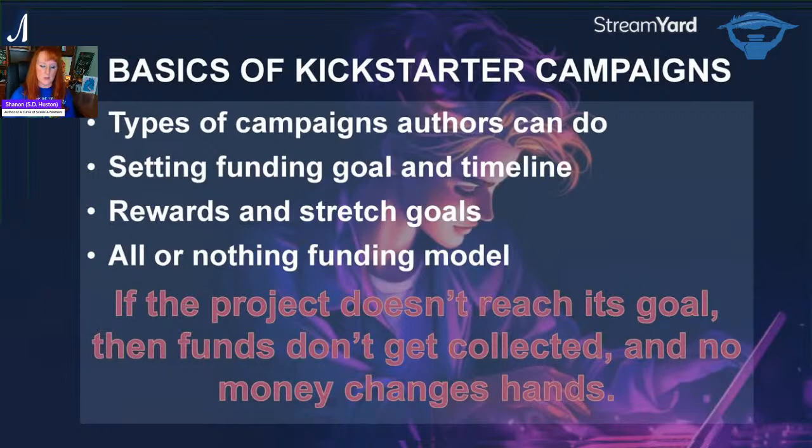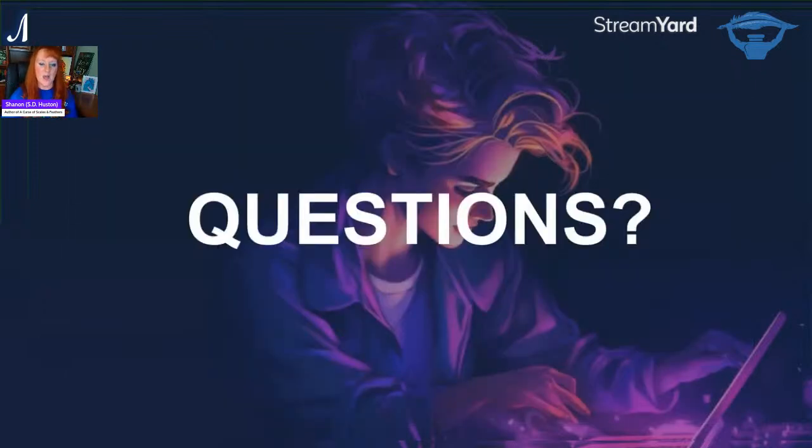So if you put your goal at $500 and at the end of the timeline that you chose, whether that's 14 days or 30 days or the full 60 days, if you've made $499.99, you have not met your funding goal and you don't get any of that money and nobody gets any of your rewards. So that's what it means by an all or nothing funding model. You have to hit your funding goal by the end of your timeline. And that's why it's important to know how to use these two things in conjunction with each other.